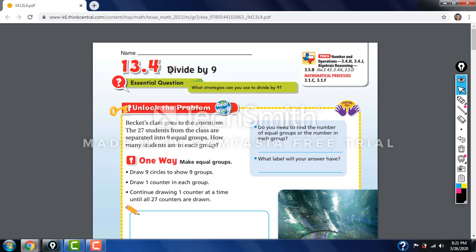We're looking at 13.4 in your math workbooks. You should have a pencil and a color pencil or highlighter, something other than your pencil. If you don't have one, press pause and let's go get it. So let's dive into the questions right now. We're going to start looking at dividing by 9, and different strategies that are going to help us divide by 9.